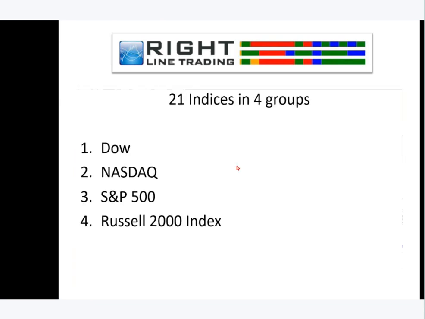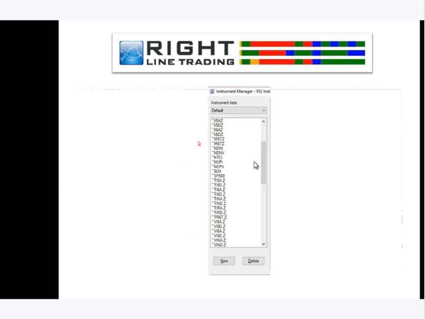Now our cash metrics are another indicator that nobody else has. And what we do is we take 16, it's not 21, we booted 5 out because we didn't like them and they weren't helping us, so we eliminated them. So we take 16 indices and we divide them into 4 groups. A group for the Dow, a group for the NASDAQ, a group for the S&P 500, and a group for the Russell 2000 index. And these are those indices. These are just some of them.